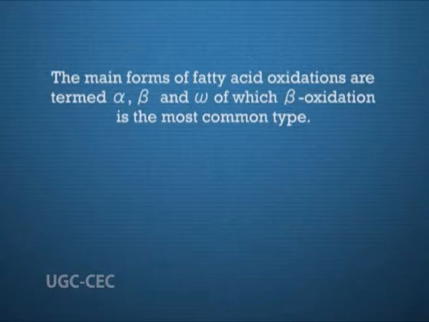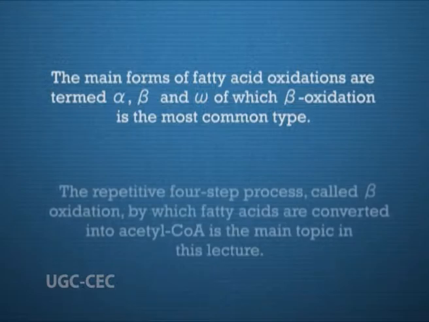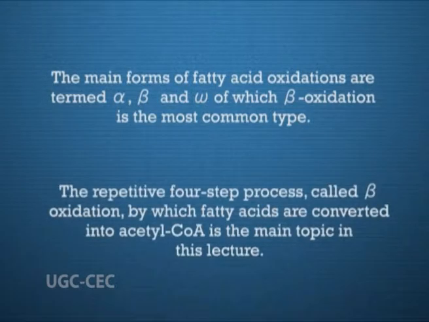The main forms of fatty acid oxidation are termed alpha, beta, and omega, of which beta oxidation is the most common type. The repetitive four-step process called beta oxidation, by which fatty acids are converted into acetyl-CoA, is the main topic of this lecture. Long-chain fatty acids, combined as triacylglycerols, provide the long-term storage form of energy in the adipose tissues of animals. In addition, many plant seeds contain triacylglycerol stores.